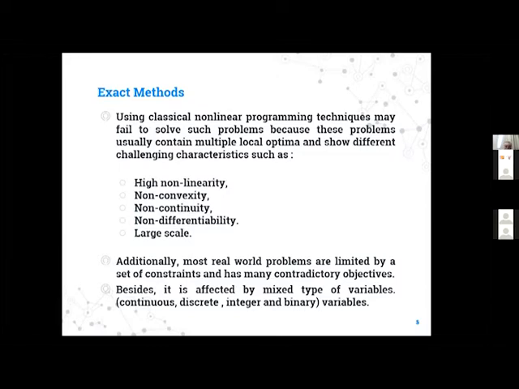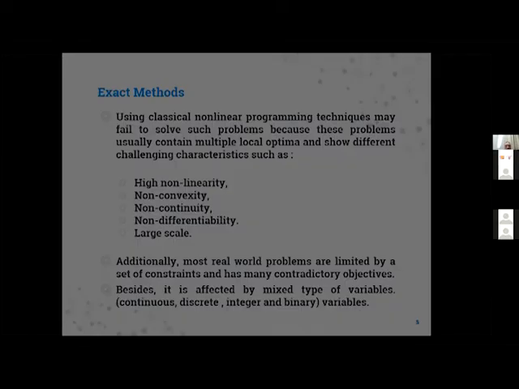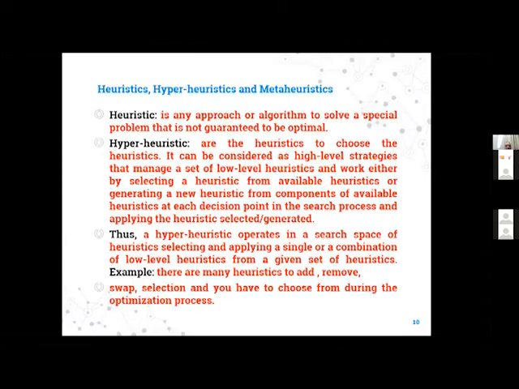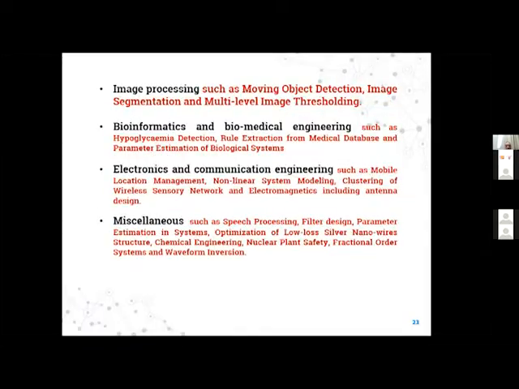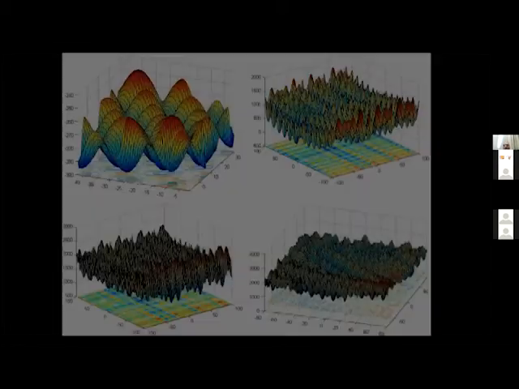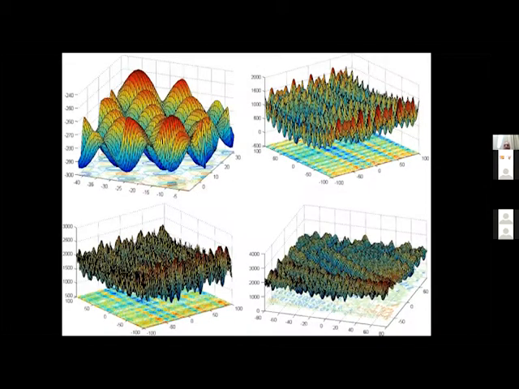I can show you such problems. These are some types of these challenging problems in just 3 dimensions, x1, x2, and the objective function. They are very complicated functions.